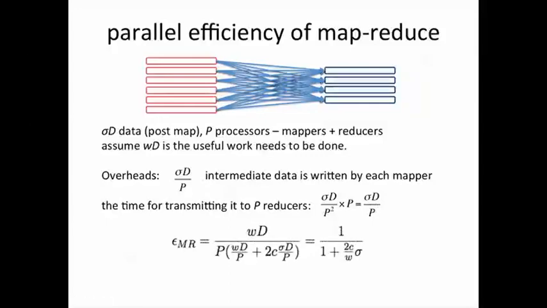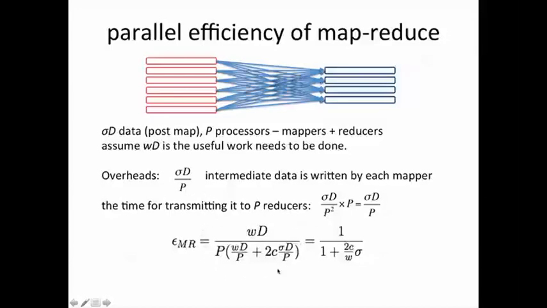Now if you look at the efficiency using this overhead, we get WD is the time it takes on one processor, which is the useful work that needs to be done, and WD over p if we had p processors, but we have this extra overhead of 2 sigma d over p. We've added a constant c, which essentially measures how much time it takes to write one data item to disk or to read a data item remotely from a different mapper. Now we've assumed both of these to be the same constant.